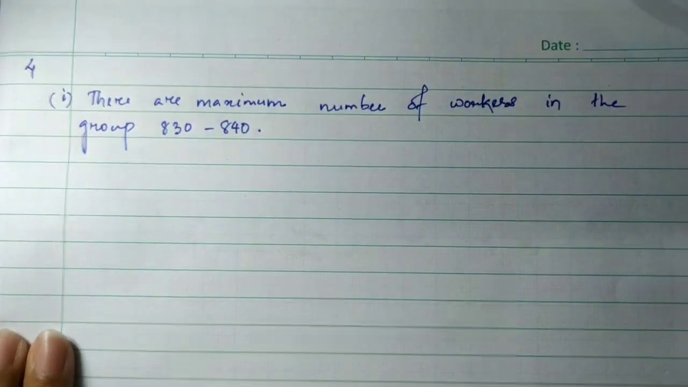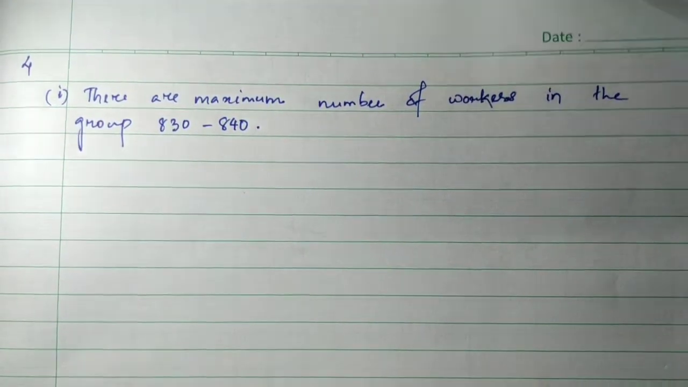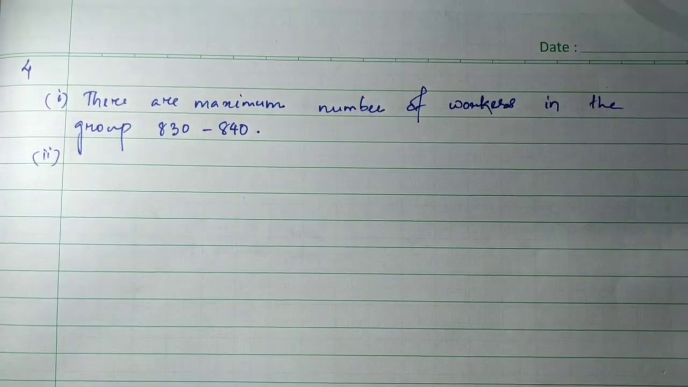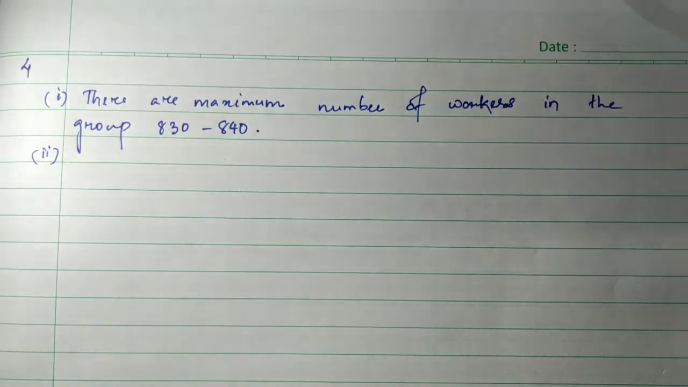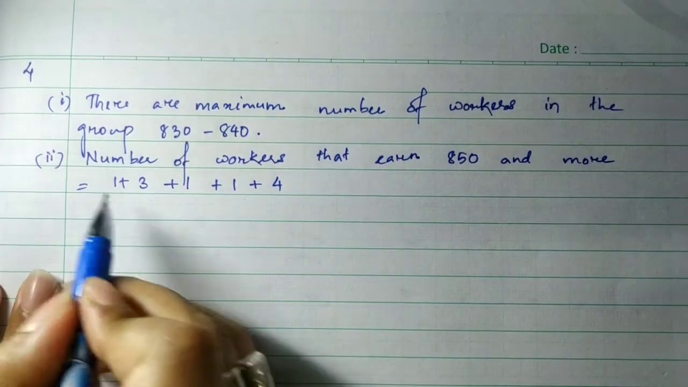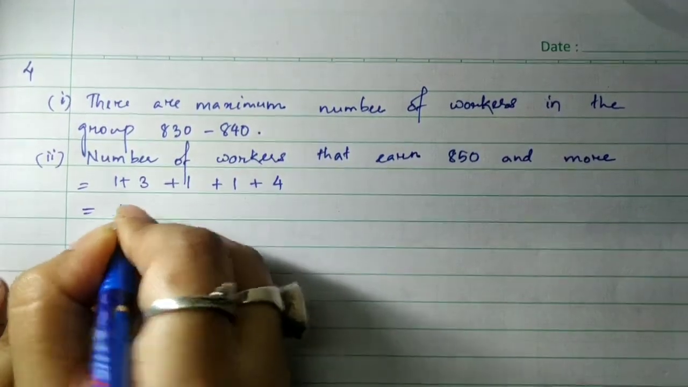So for question number 4, number 1, the question was, which group has the maximum number of workers? If you can see the 9, the highest number is in 830 to 840. So let's write this. There are maximum number of workers in the group 830 to 840. Okay, let's do number 2. Number 2 is, how many workers earn 850 and more? So if you see 850 and more, how many workers are there? We'll add them up. 1 plus 3, 4 plus 1, 5 plus 1, 6 is equal to 10. So these are the workers which earn 850 and more.